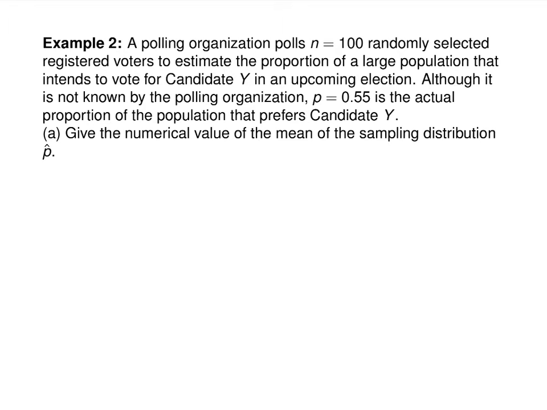A polling organization polls 100 randomly selected registered voters to estimate the proportion of a larger population that intends to vote for candidate Y in an upcoming election. Although it's not known by the polling organization, the true proportion is 0.55. This is the actual proportion that prefers candidate Y. Give the numerical value of the mean of the sampling distribution of p hat.